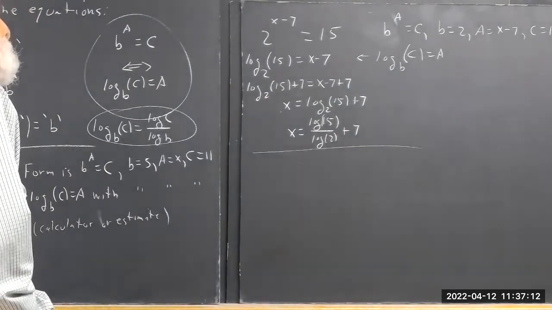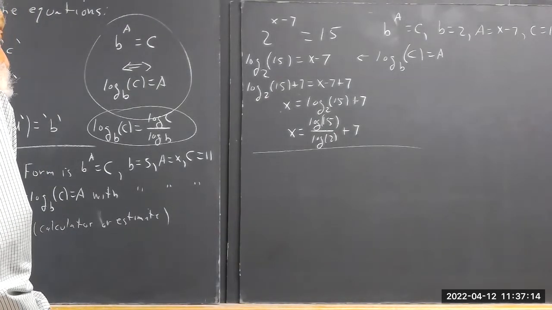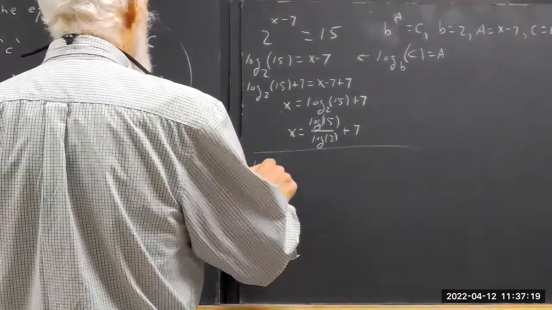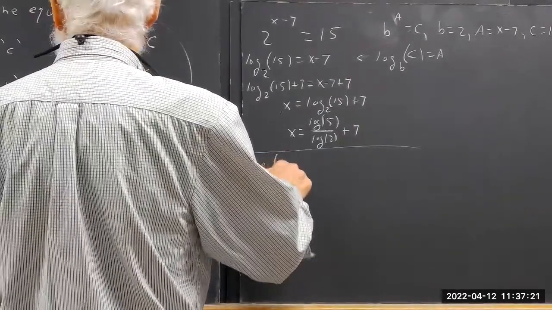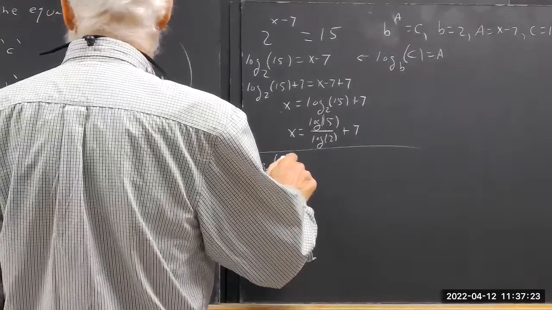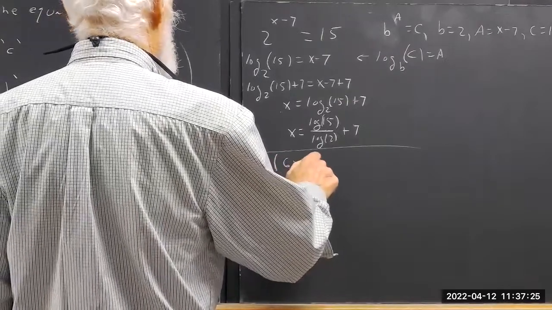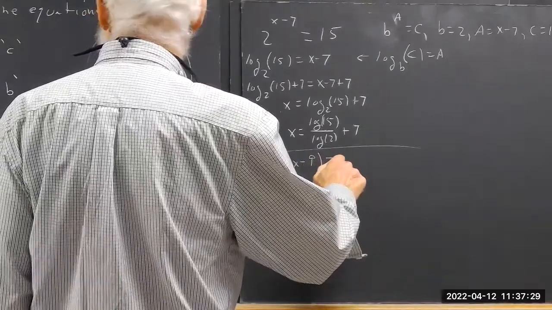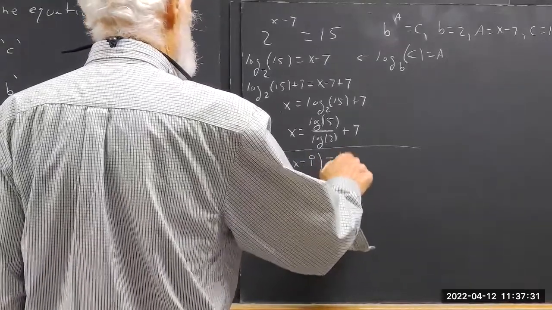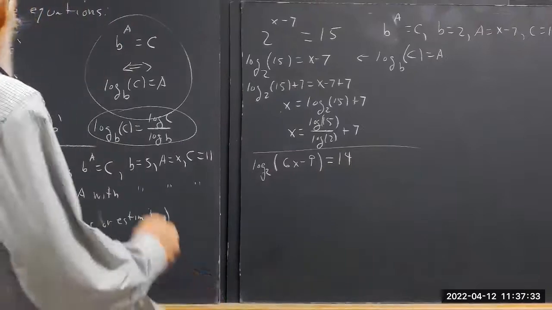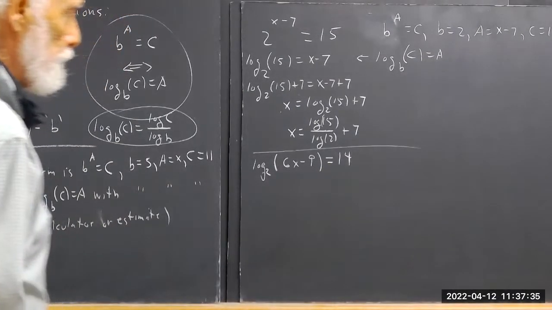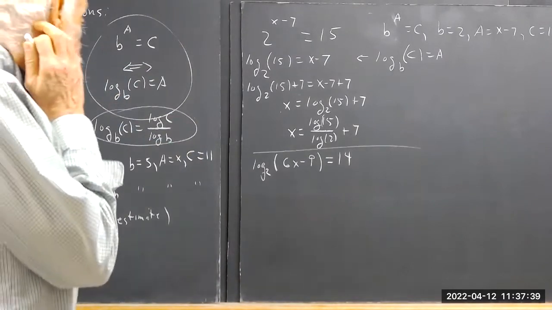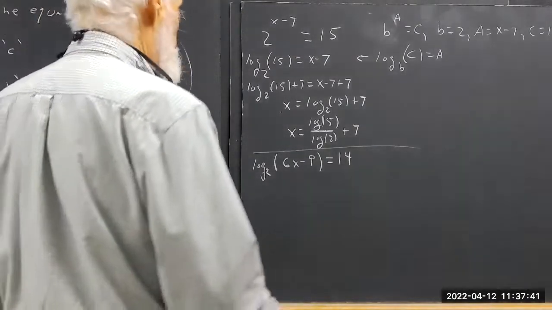All right. Now, the third equation is log base 2 of, let's say it's 6x minus 9, equals 14. Those would not be your typical D and B, because D is always bigger than B, but it doesn't matter. The procedure is the same. Okay, write it up.